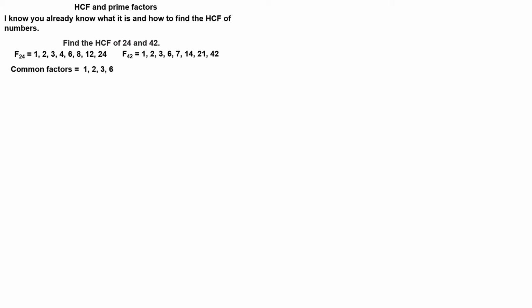Find the highest common factor of 24 and 42. These numbers are factors of 24. These numbers are factors of 42. These numbers are common factors. So, the highest common factor of 24 and 42 is 6.